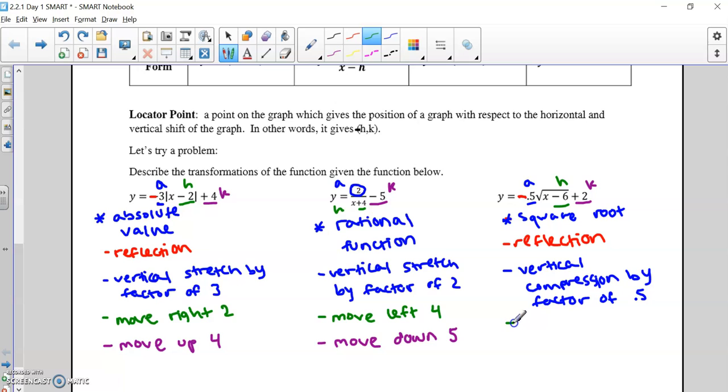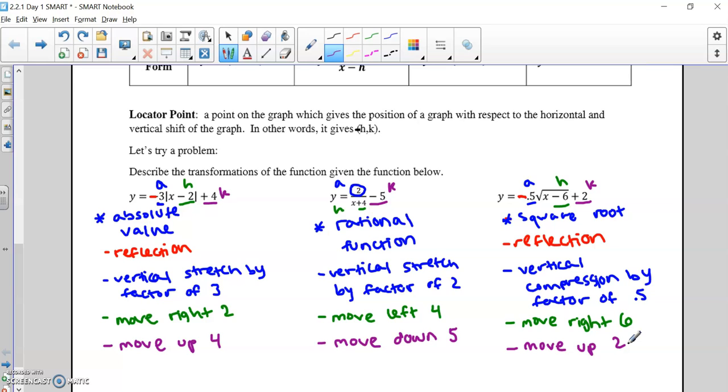H is negative 6. That tells us we're going to move to the right by 6. Remember, H is still always positive, or opposite. Jeez, I can't talk today. All right, and lastly, our K is a positive 2. If it's a positive 2, that means we're moving up 2. Okay, and that is it for those.